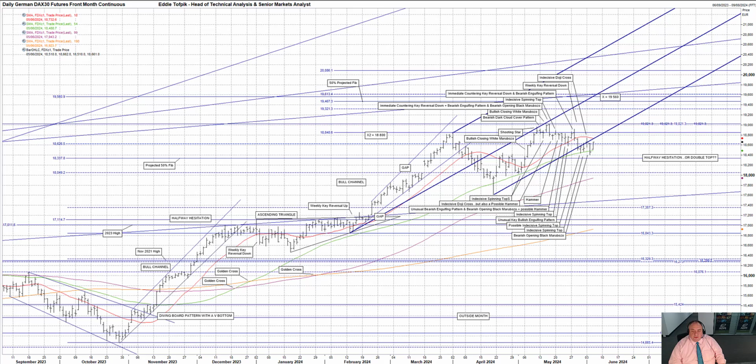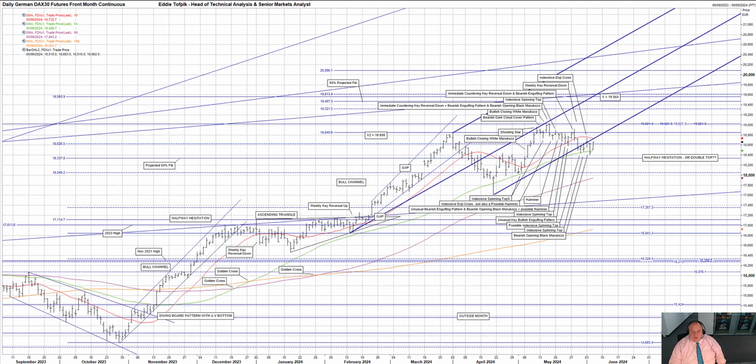I'll start with the stock index futures, and we had a weekly key reversal down in the German DAX futures at quite a significant moment. The market is breaking down through the base, in other words, the lower tine, currently at 18,722 of the February to April bullish Andrews pitchfork. And the market is using this weekly key reversal down to make it happen.